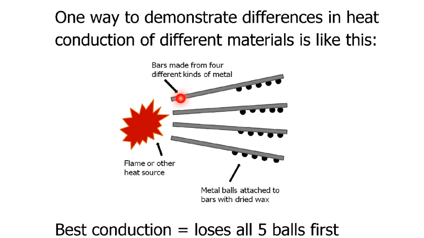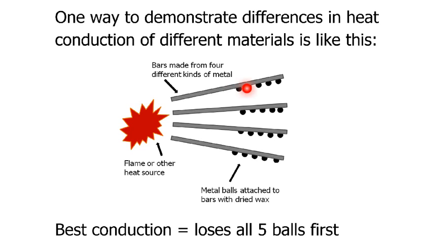The heat is going to be conducted from this hot end over to the cool end, right? And it'll get hotter and hotter all along the bars. Whichever one is the best conductor will get hot at the end the fastest. So whichever one gets hot at the end the fastest is the best conductor. How would you find that out? Well, you'll watch the balls drop off.